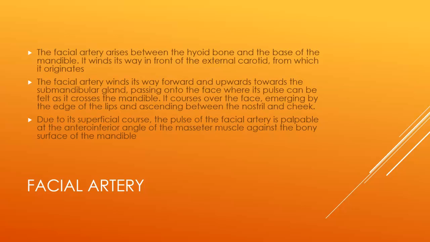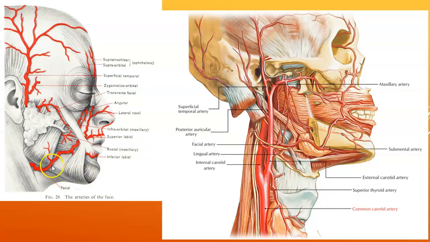It courses up over the face, emerging by the edge of the lips and ascending between the nostril and the cheek. And because of its superficial course, the pulse of the facial artery is palpable at the antero-inferior angle of the masseter muscle against the bony surface of the mandible, which we see right here.